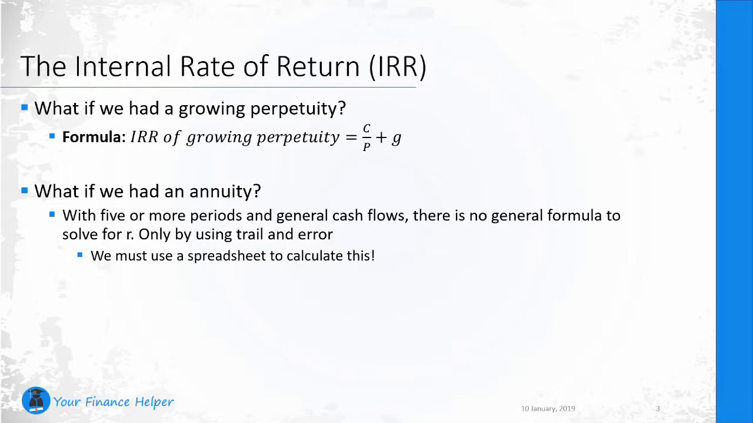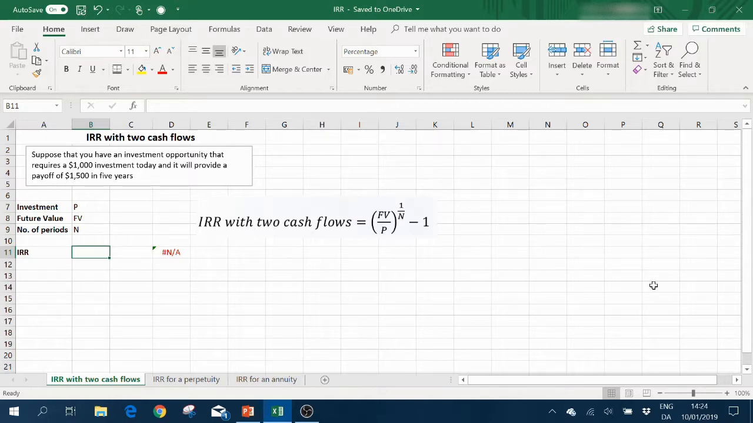So instead, we use a spreadsheet to calculate this, and we will simply jump right into it, where I will provide you with several examples for all kinds of internal rates of return you will find. So if we start by our first situation, if we have an internal rate of return with two cash flows.